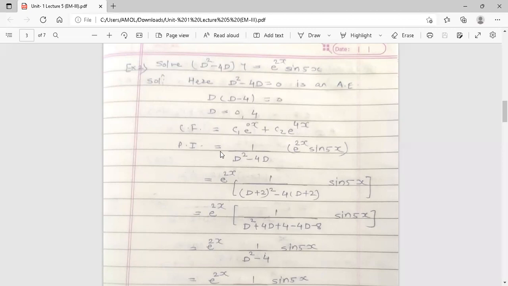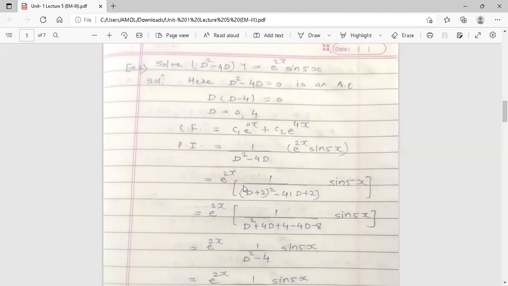So PI is equal to 1 upon phi of D into f of x. Now phi of D is D square minus 4D, and f of x is e raised to 2x into sine 5x. Now it is again the case of e raised to x into V, case 5. So again you solve for the exponential function first and then for the trigonometric function, meaning the function V. V is here sine 5x, which is a trigonometric function.